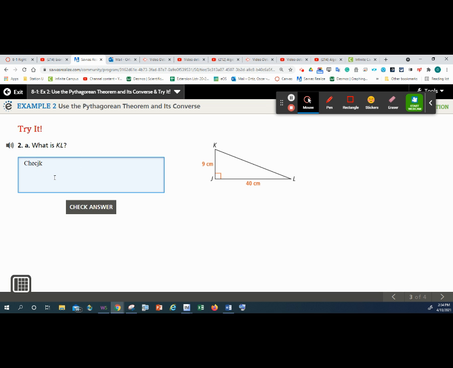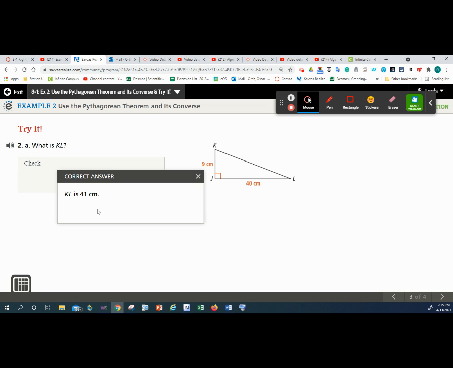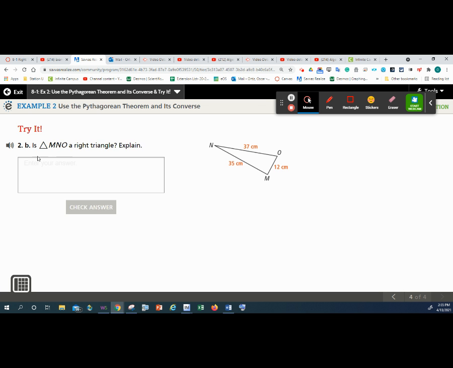As always, stop the video and check the answer after you tried something, and then check the other one. They're asking us if that is a right triangle. Remember, the sum of the squares of the two lesser numbers should be the square of the other number if that is a right triangle. So please give it a try.